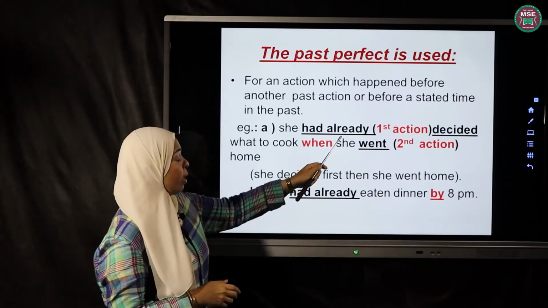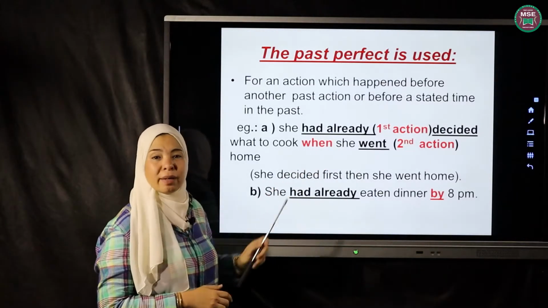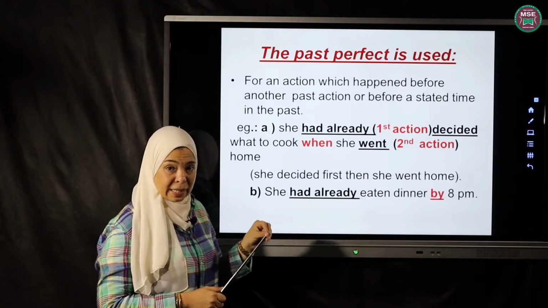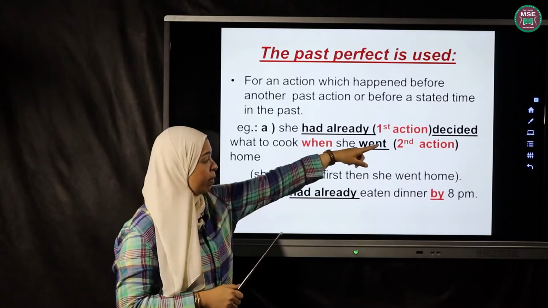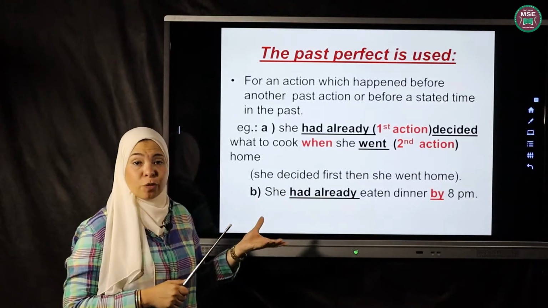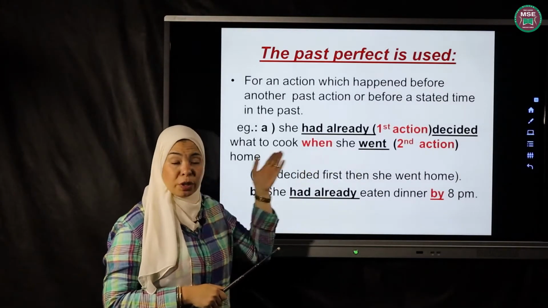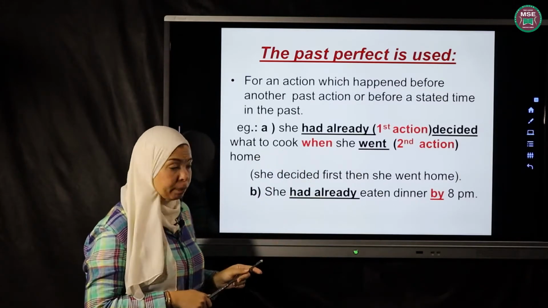Okay? So, I want you to note that when I put already between the helping verb and the PP form of the verb, when I use already as a time expression for the past perfect, I usually put when to join the two sentences. Okay?